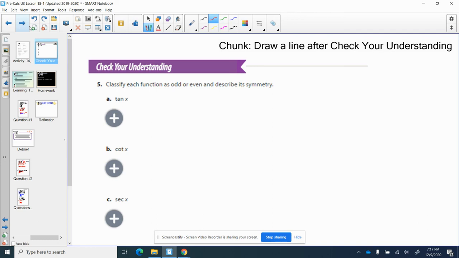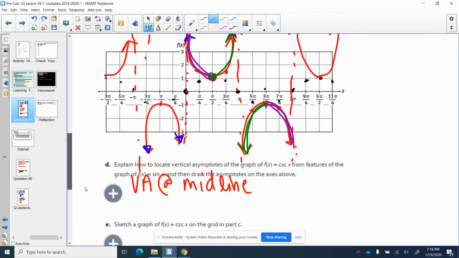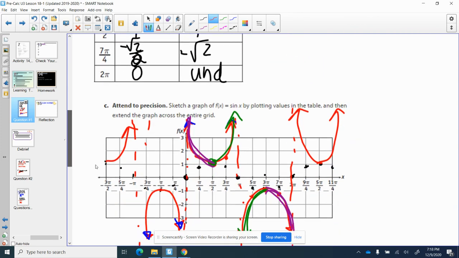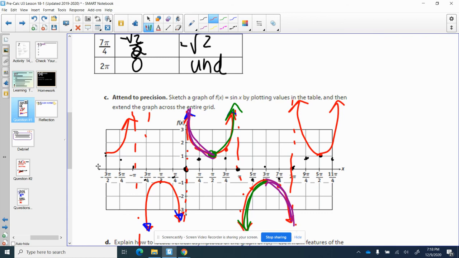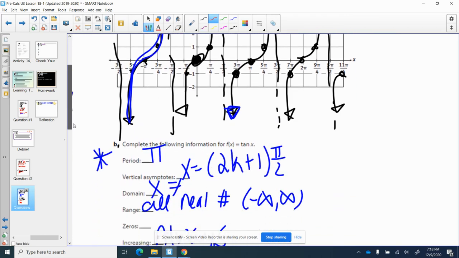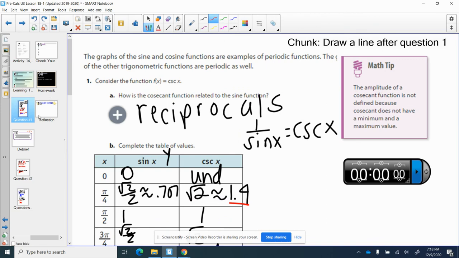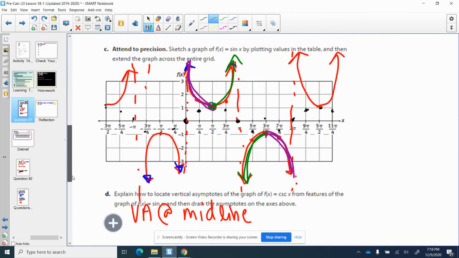Just as a side note, when we're looking at odd or even, if we check out all of these graphs except for our secant here, which is on the next page, all the rest of these, if we turn our graphs upside down, what we notice is that they have symmetry to the origin, because, for instance, with the tangents and the cotangents, if you were to take this and turn it upside down, these graphs would look exactly the same. And same thing with cosecant. If you turn this upside down, it's going to look exactly the same.